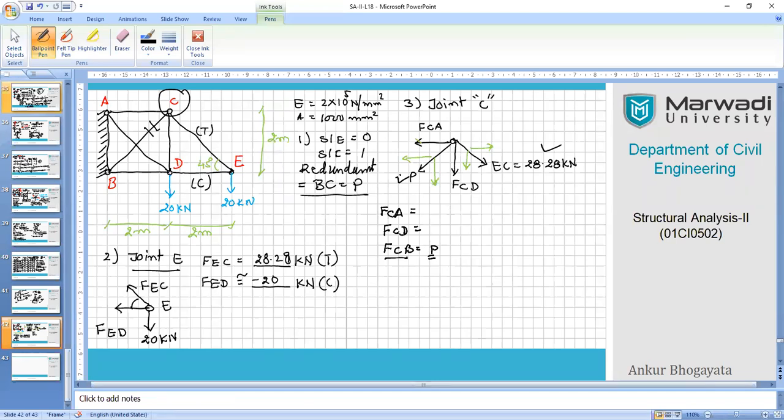I'll be waiting for your answers, and you just need to write your equations like this. Sigma V equals 0. So how many forces are there? FEC sine 45 going down, so it becomes negative, minus FCD minus P sine 45 equals 0. So we have considered all the three vertical terms.